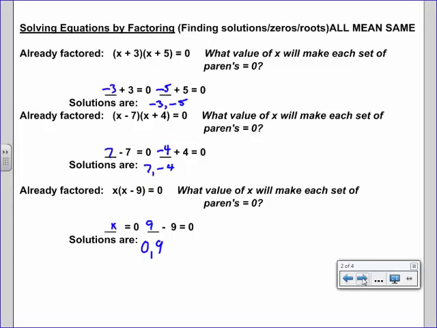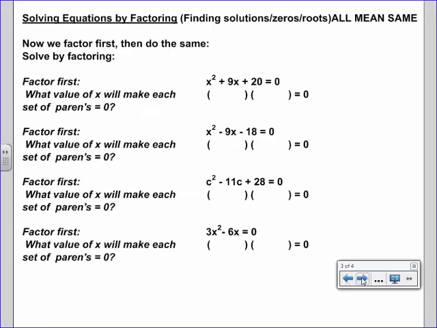Okay, now what you're going to have to do is factor and then just take this extra step. Now you learned about factoring in the last section. Two numbers that when multiplied give you 20 and when added give you 9. And what would make each set of parentheses equal to 0? Well, negative 5 plus 5 is 0, and negative 4 plus 4 is 0. So those are your solutions.